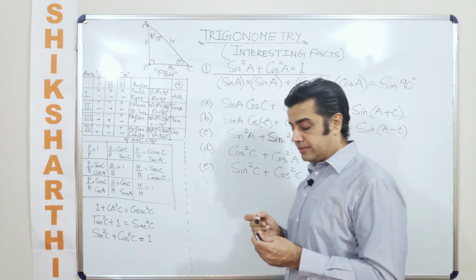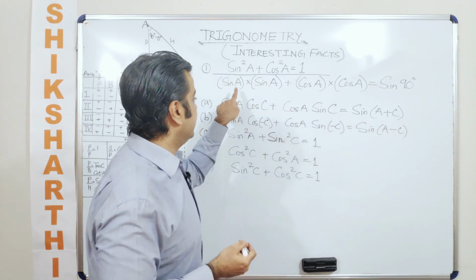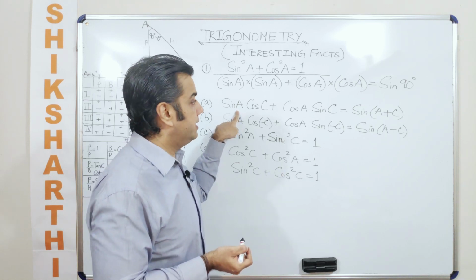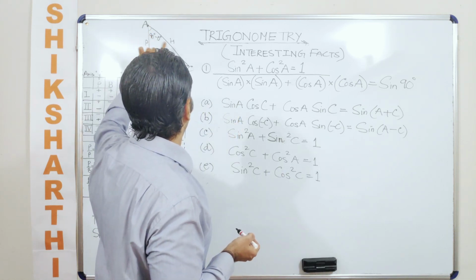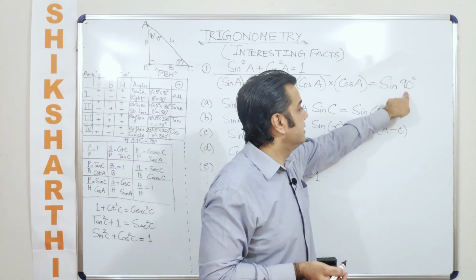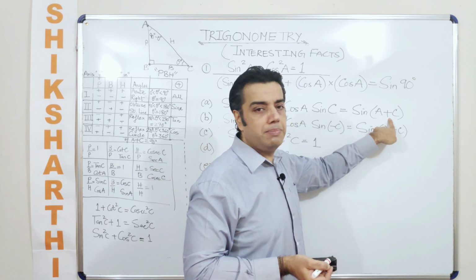Once you have written this, now this identity gets transformed into a new one. And what is the new identity here? Now we know that angle A plus angle C is equal to 90 degrees. So instead of 90 degrees, I am writing this as sine of A plus C.